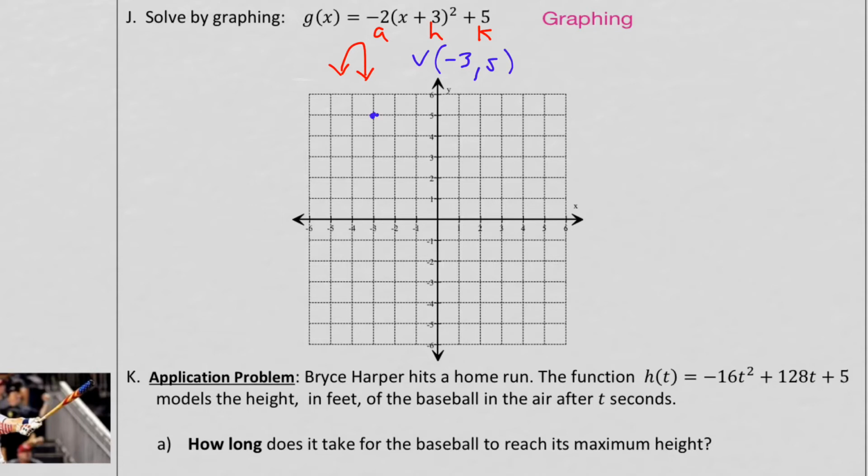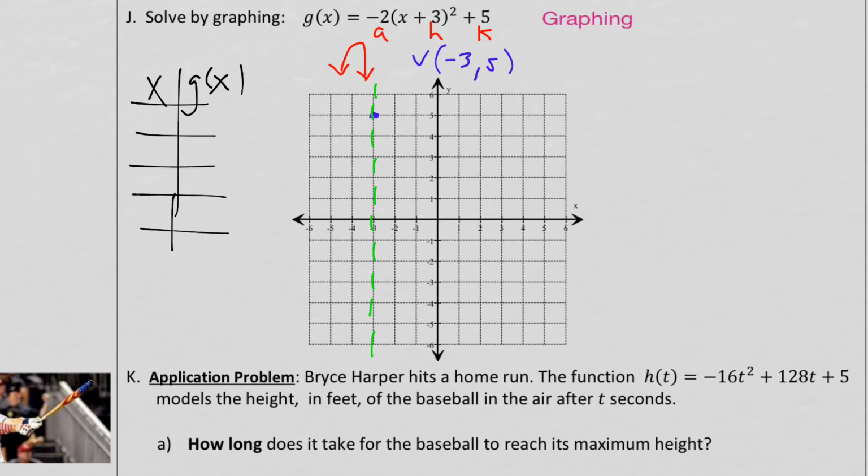Then I can try to solve by graphing. Once I have that, I have my line of symmetry, so that's going to be here on my vertex. And then I can make a table here just real quick on the side. So x, g of x, and I've already got my vertex, which I have in blue, so I'll put it in blue again here, negative 3, 5.